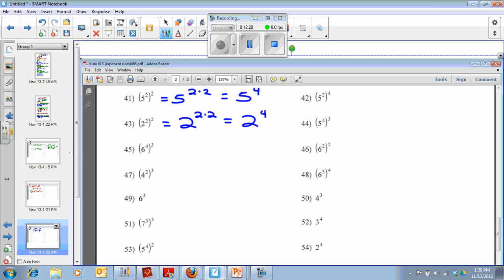If I do number 42, keep the base 5. Multiply the exponents, 2 times 4. This equals now 5 to the 8th power. Let's see, 44, keep the base 5, multiply the exponents, 4 times 3. This is going to equal 5 to the 12th power. This is the work that I would like to see on the handouts.